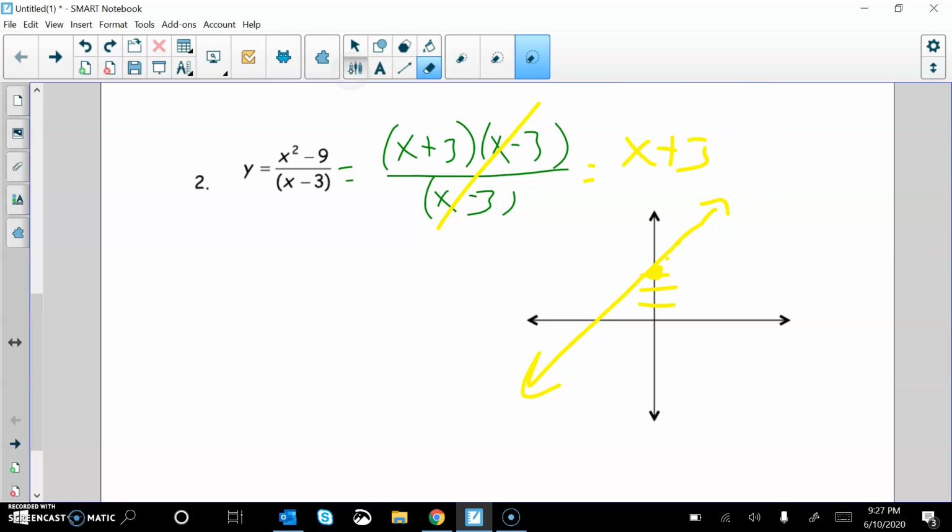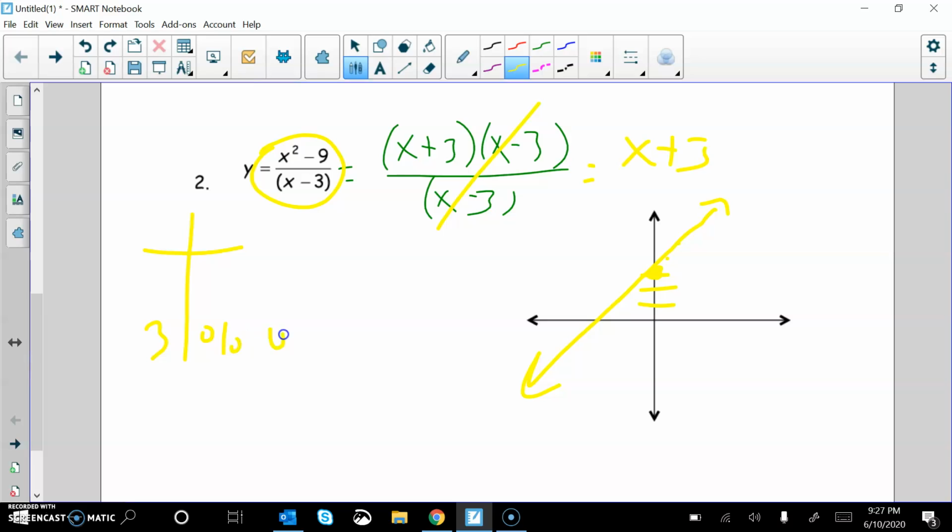But again, we're not graphing that one, we're graphing this one. This one, you cannot plug in 3. If you plug in 3, you would get 0 over 0 again, which is undefined. So we will have a hole in the graph when x is 3. What's the y coordinate going to be?